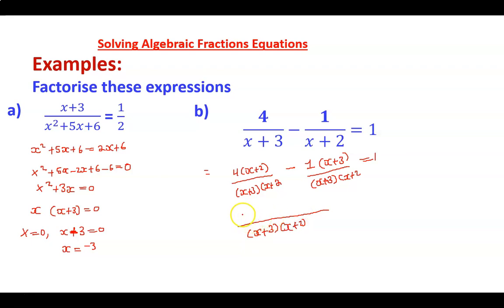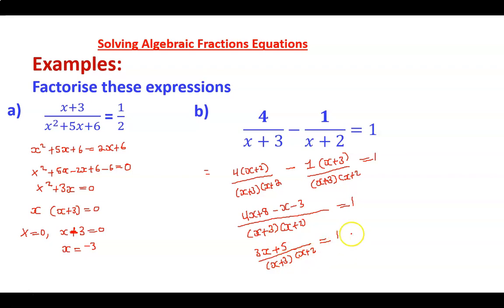On the top one, you can expand it. So here you go, 4x plus 8 from that side. On the other side, minus 1 gives you minus x minus 3. And all of this must be equal to 1. 4x take away x, that's 3x. 8 take away 3, that's plus 5. And all of this you need to divide by x plus 3 and x plus 2. And then this must be equal to 1.